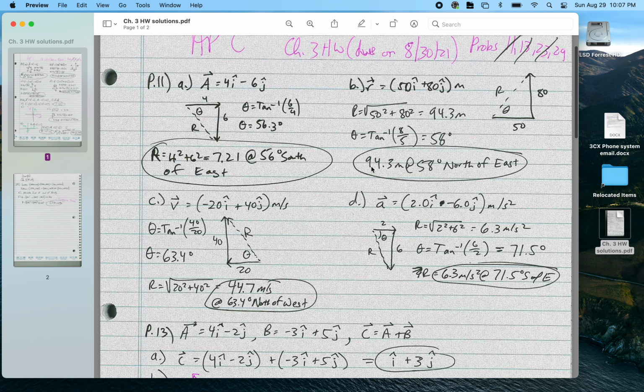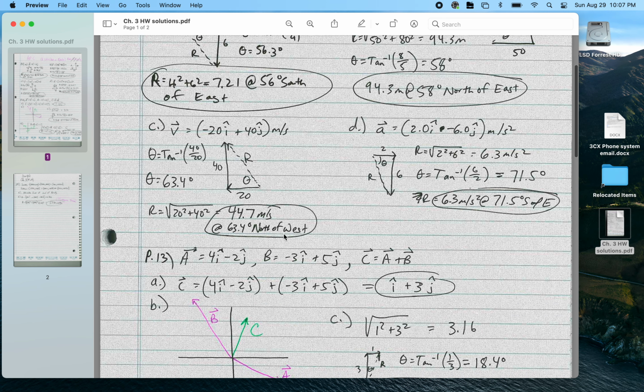This had no units. This was meters per second, that was meters per second squared. So I drew them in the order that they were listed. So negative 20 i hat, 40 plus 40 j hat, for example.